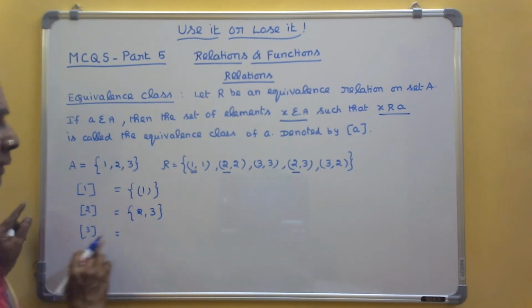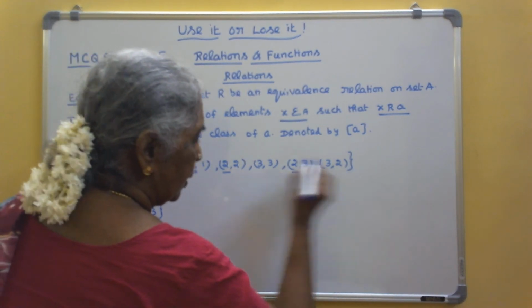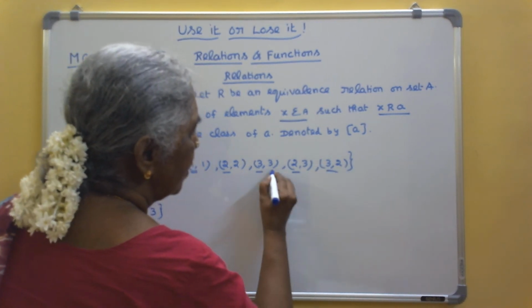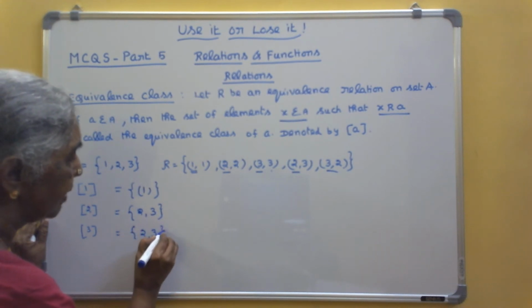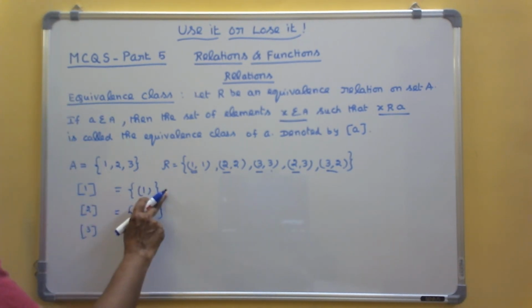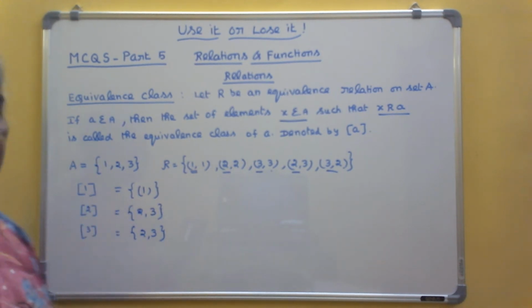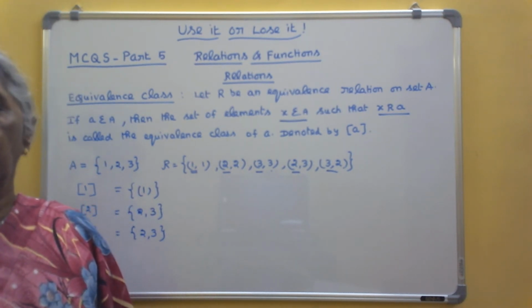If you consider 3, you have 2 pairs here, (3,3) and (3,2). So 3 is related, 2 is related. You can change the order, that doesn't matter. So this is the equivalence class of 1, this is the equivalence class of 2, this is the equivalence class of 3, right?